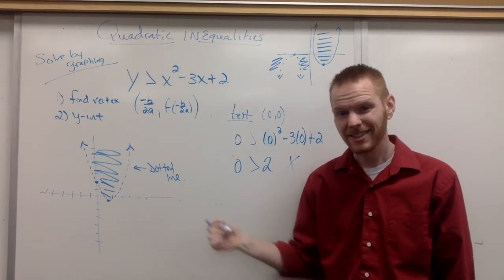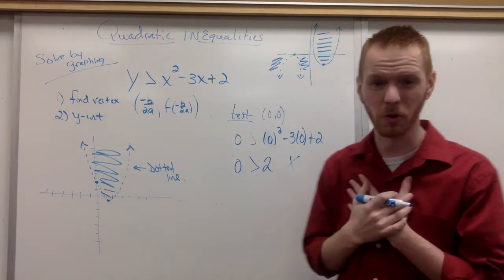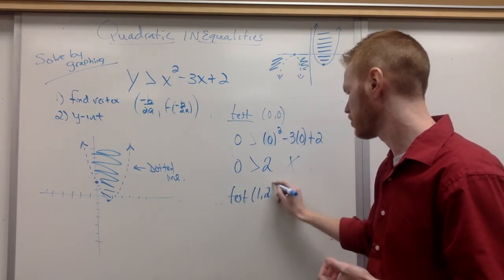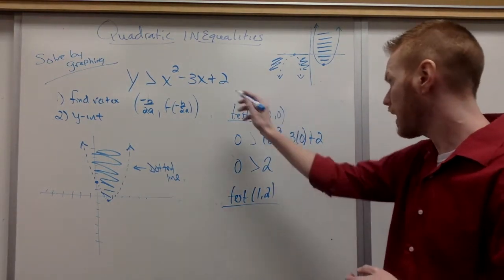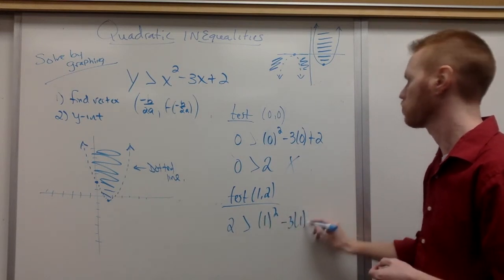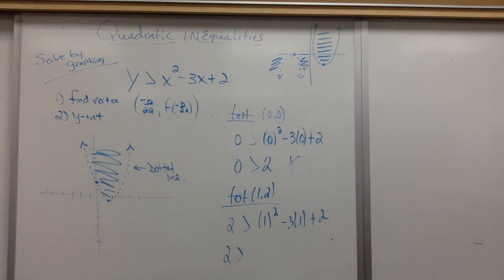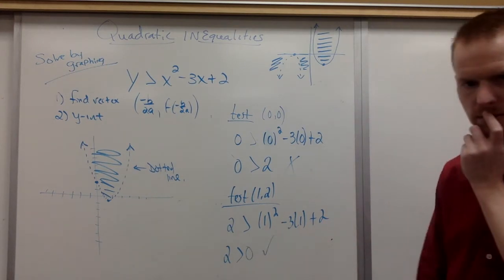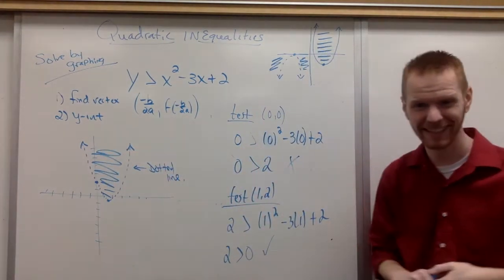Now, should we check just to see if it really is? As a good mathematician, we probably should, just to be sure that this is going to work. Let's pick another point. Let's test point 1, 2 out. Okay, 1, 2 would be in that shaded region. Plugging these values into the inequality, 2 is greater than 1 squared minus 3 times 1 plus 2. Okay. Let's see, 1 minus 3 is negative 2. Negative 2 plus 2 is 0. It works. 2 is greater than 0. So I was good. We should be shading there.